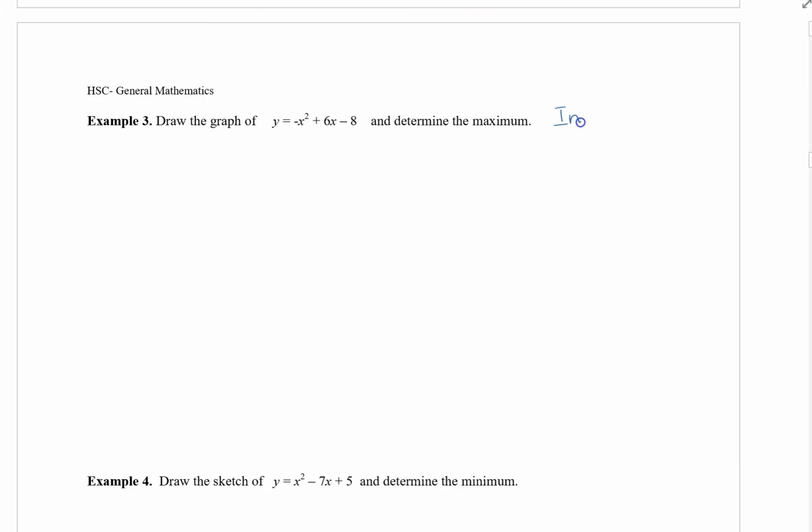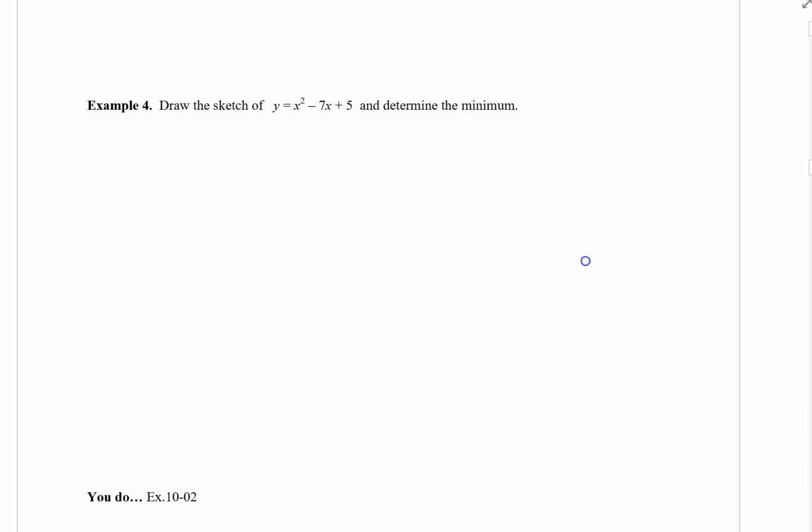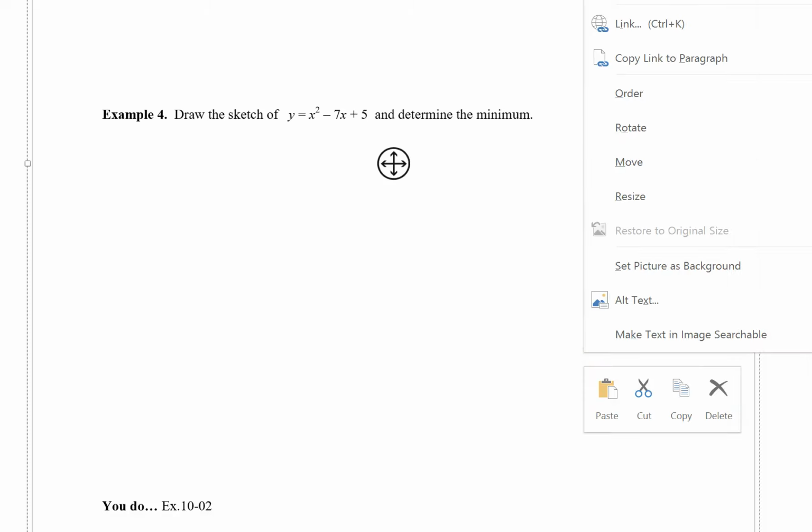I'll leave examples 3 and 4 and do both in class with you, just so that you can see me set it out again, and you can ask me some questions about it. For some of you though, you might be feeling fine to get started with 10.02.